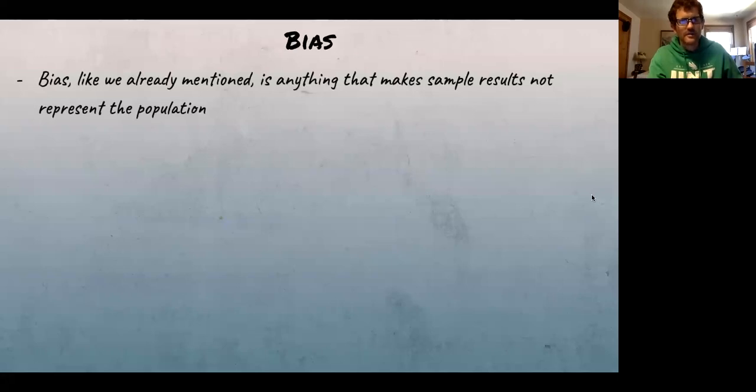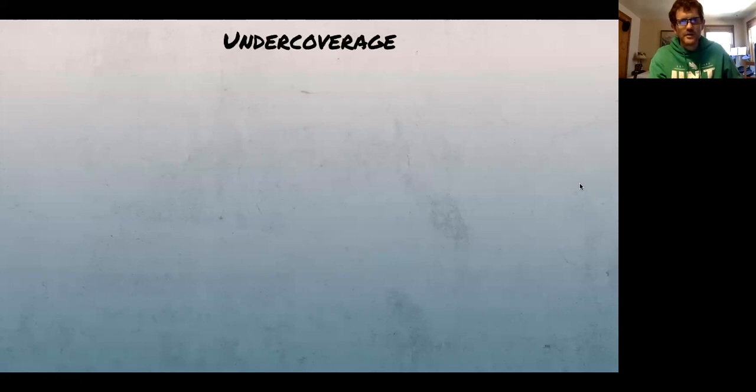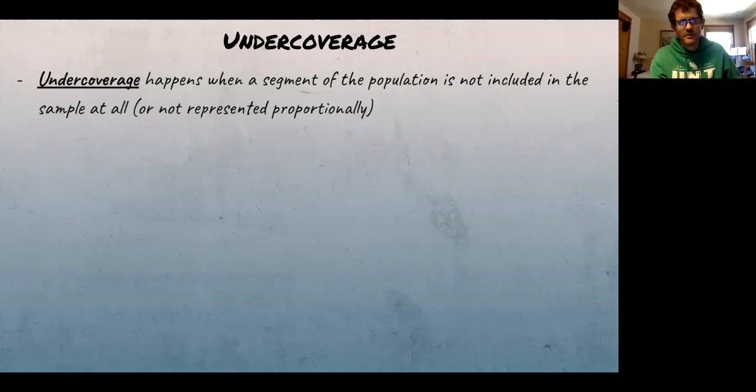And assuming you picked a good sample design, bias can still affect it based on something that went wrong in your sample design that you didn't consider, or your survey design, like the actual questions that you asked. So the first one, this is a flaw in how you even collect your sample, which is undercoverage. There's a fine distinction between this and the next one, and we'll come back to that.